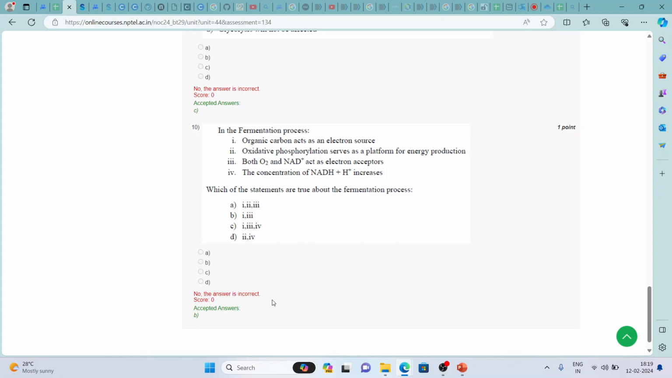So your doubt here is: in fermentation, both oxygen and NAD act as electron acceptors. It seems incorrect to me. In fermentation, oxygen is very limited, so it can't act as an electron acceptor. NADH is the electron donor here, not acceptor. The acceptor, for example, may be pyruvate.